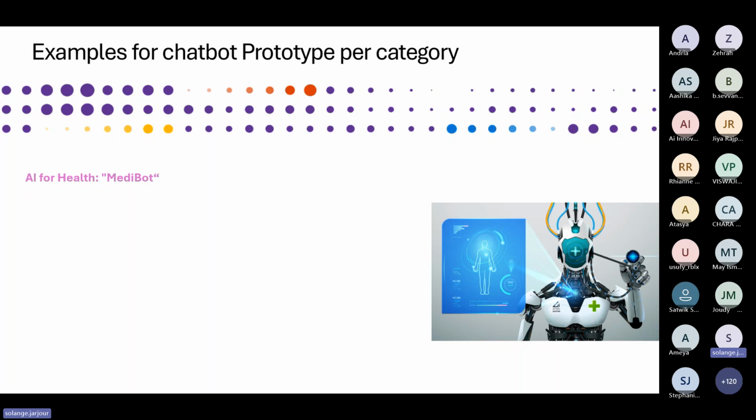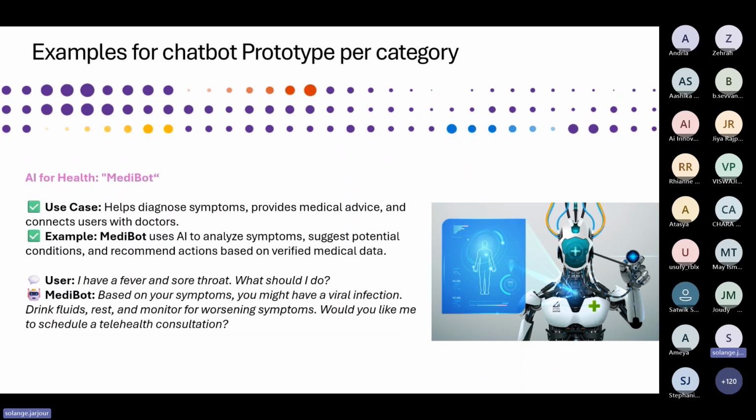Okay, cool. Nice. So for me, it was very simple and straightforward. As you mentioned, I have a fever and sore throat. What should I do? So I'm going to the MediBot. This is the name of my bot. Pay attention, you have to give it a name. And MediBot is telling me, based on your symptoms, you might have a viral infection, drink fluids, rest and monitor for worsening symptoms. And here there is an action.